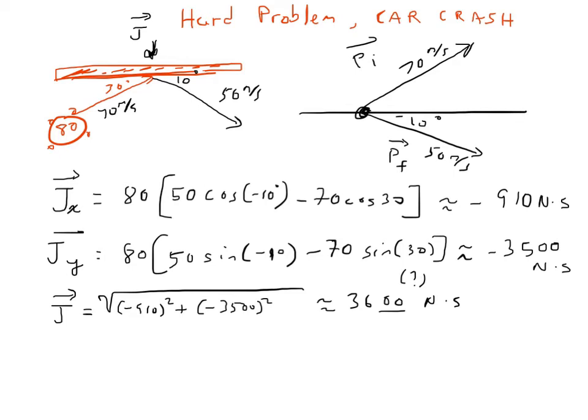And then here's the interesting part. What angle is the impulse being delivered? Well, we need to be careful here because your instincts are probably right to say that it would be the inverse tan of Jy over Jx. But when we do that, we get a value of 75.4 degrees.